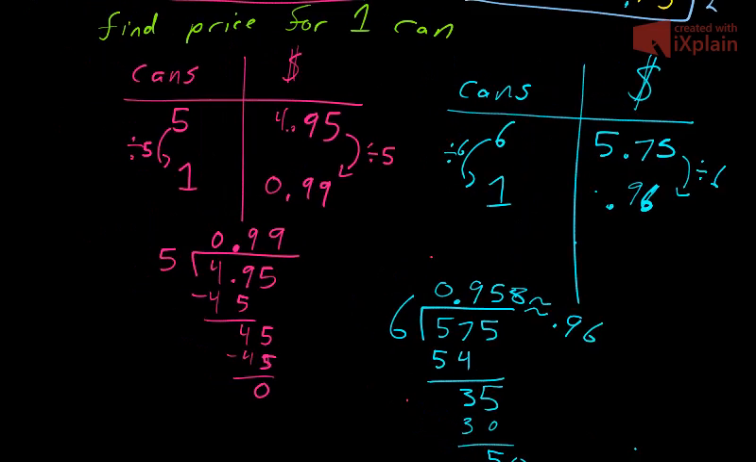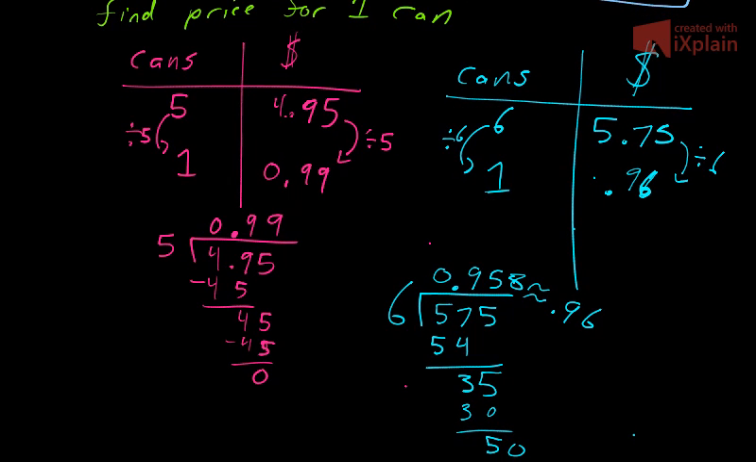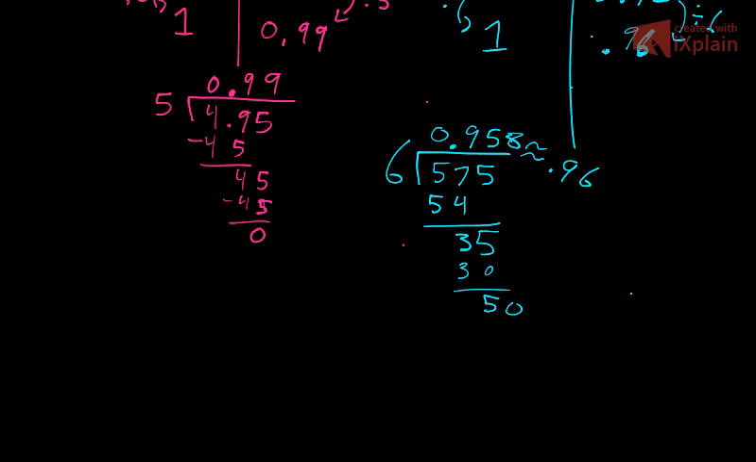So now I can compare the costs. My second deal has a can for 96 cents. My first one has a can for 99. So I can say store 2 is better. I know that was a lot of long division there. So we're going to try one other one here, and I want us to do one that involves cross products.